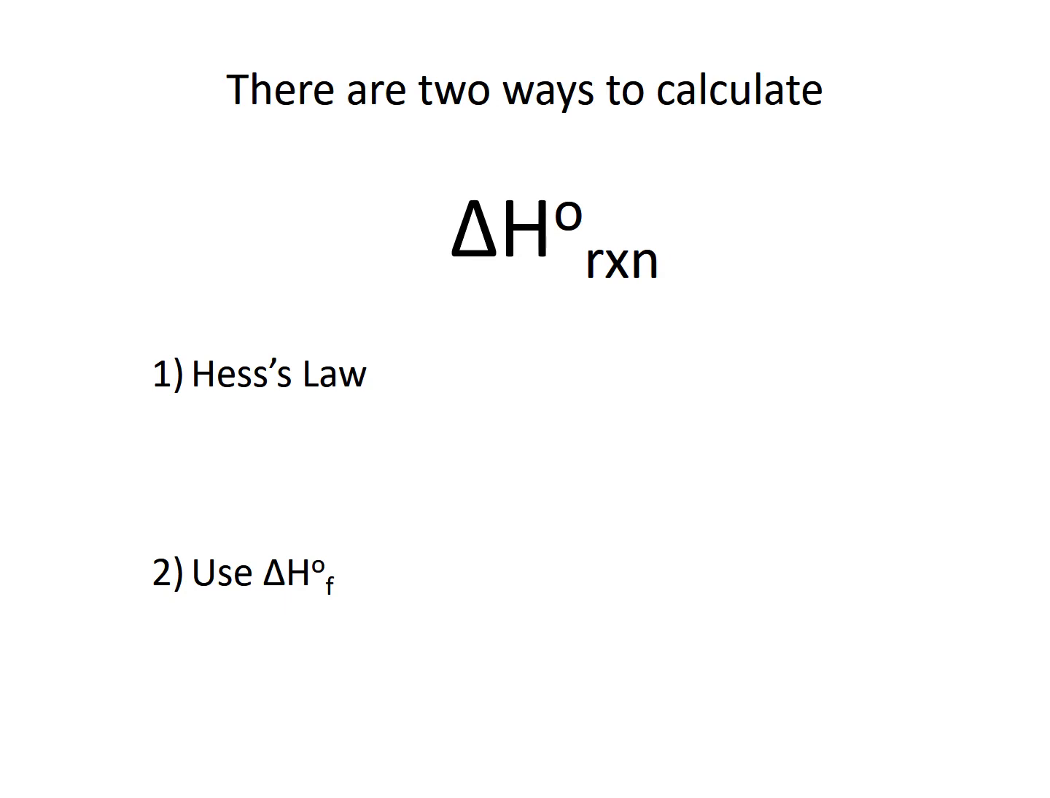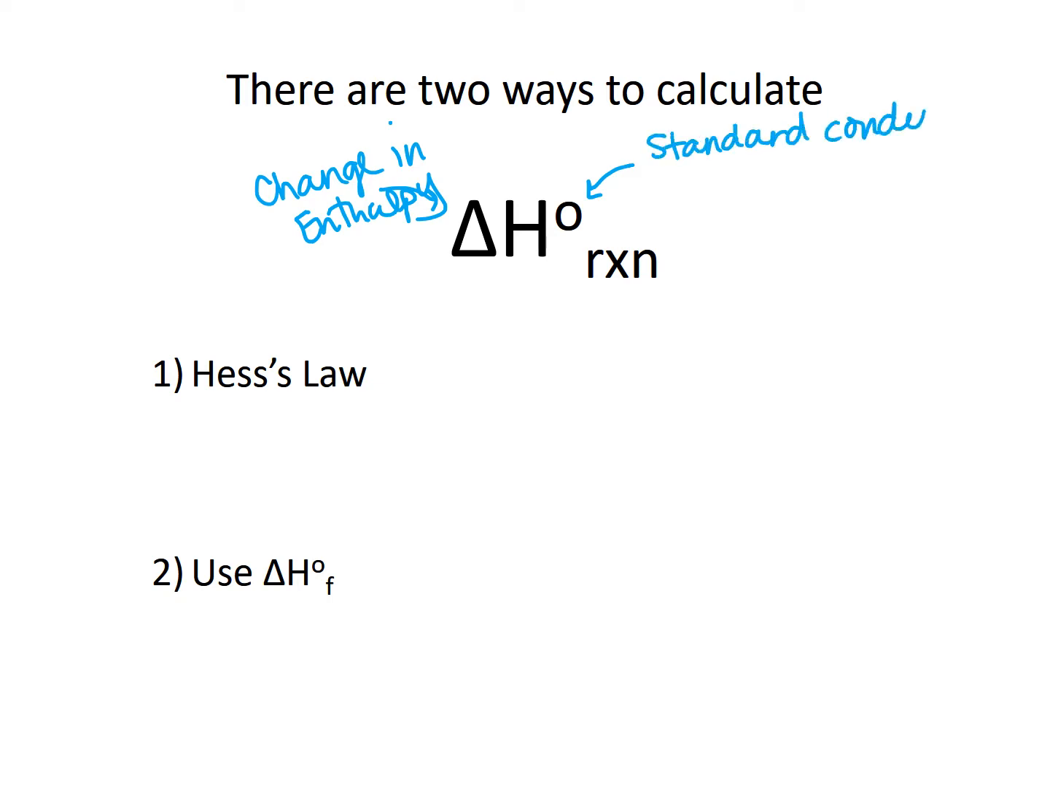Hello everyone, I wanted to talk about two ways to calculate delta H for a reaction, okay? And so remember this delta right here is change, and this H is enthalpy. So this is change in enthalpy. So change in enthalpy, that little knot is for standard conditions. And remember, for thermochemistry, standard conditions is 1 atm, 1 molar, and 25 degrees Celsius.